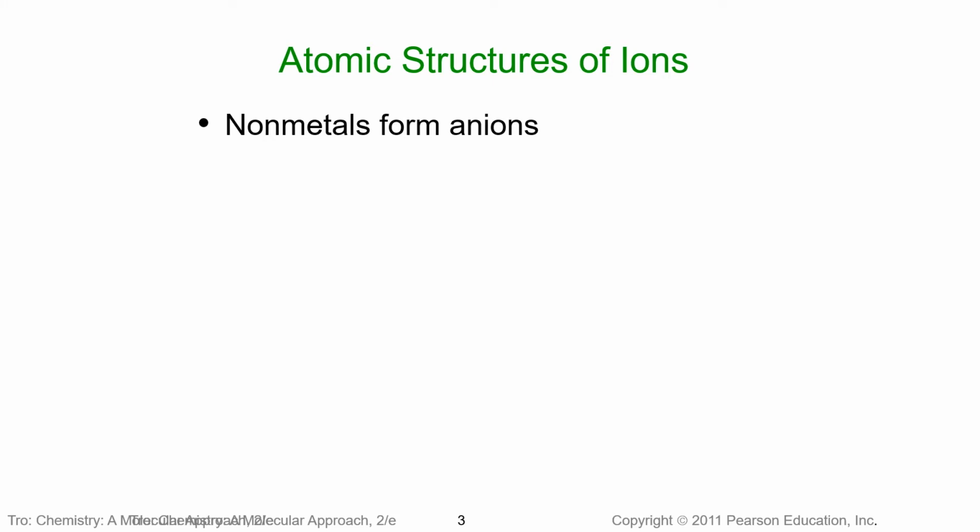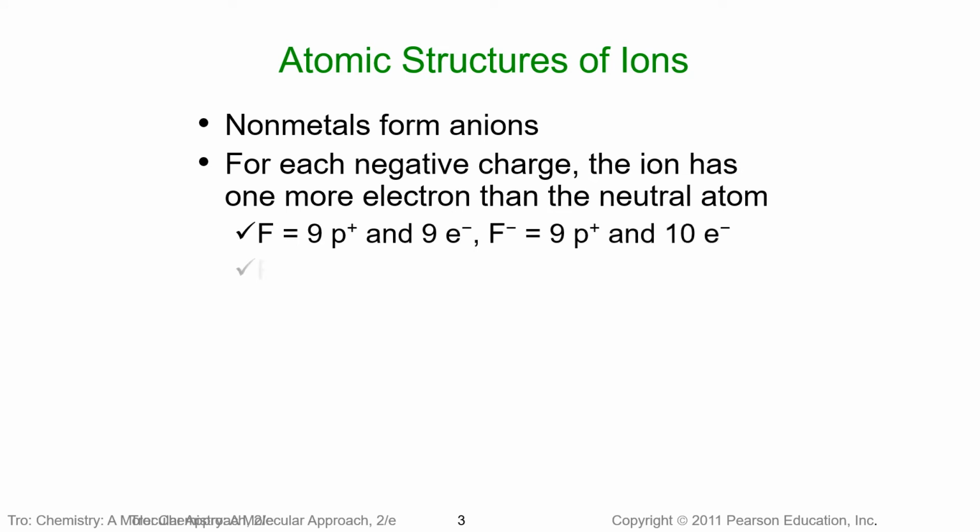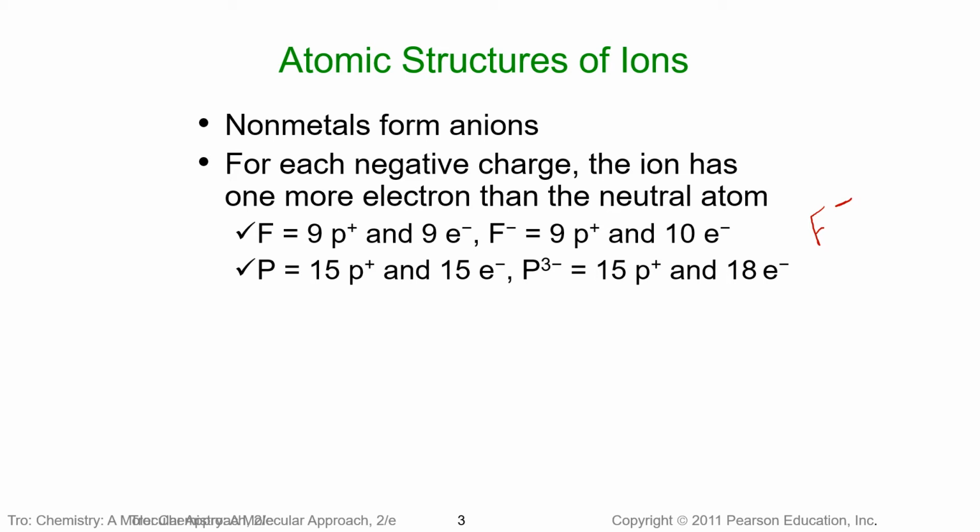Nonmetals are found on the right-hand side of the periodic table, and they form anions. Remember, anions are negative, so they're gaining electrons, and for each electron that's gained is one more negative charge. So if we add one extra electron more than we have protons, it becomes a -1 charge. And we usually leave off the 1. We just write the negative sign. So in our example of fluorine, it becomes F- with no 1.